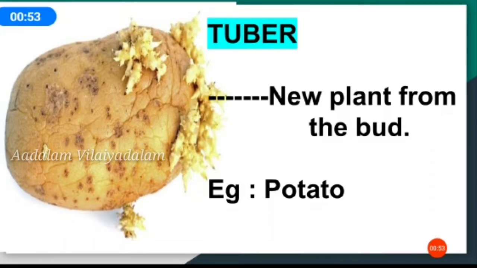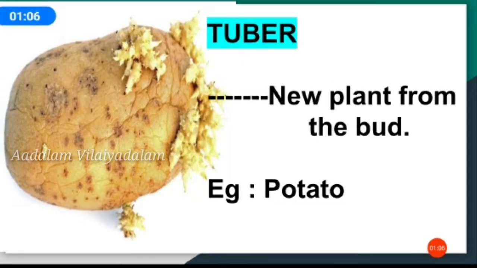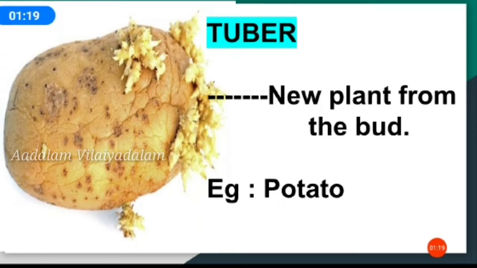Next, tuber. It is a fleshy part of the plant. The best example for tuber is potato. Potato stores large amount of food. It has many buds on the surface. These buds are called eyes. So these eyes give rise to new plants. So the new plants grow from the buds in potato.